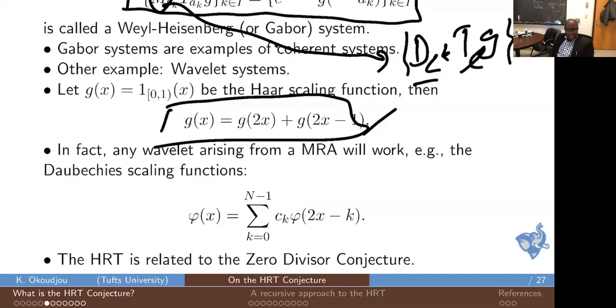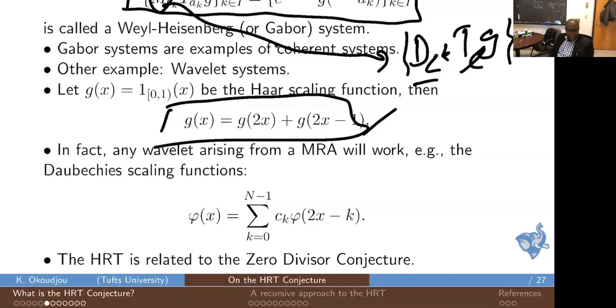And soon enough, they discovered that this problem is quite different from the one where you have a wavelet. And since then, the HRT conjecture has been sort of paused, and not much progress has been made in resolving it.